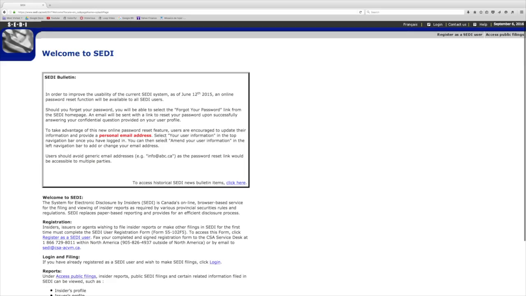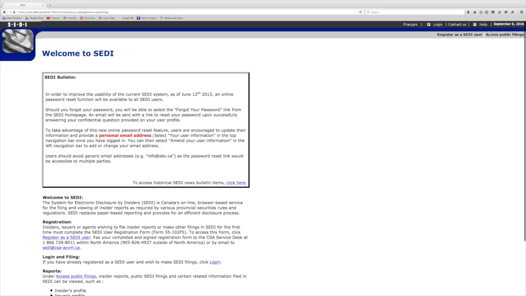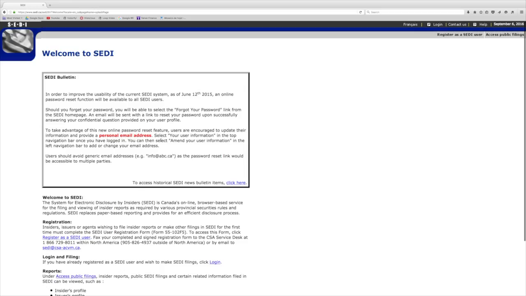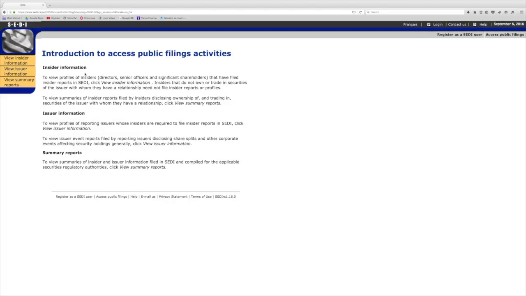When I first saw this, I was like, oh my gosh, so many words, right? And then it just looked complicated, because they're talking here about emails and passwords and registration. I'm like, what? You've got to register just to check information that's supposed to be public? Well, no, they just have a really bad interface. Go over here, top right hand corner, not as registered. You can just go to access public filings. Okay, it's kind of hidden. I don't know why. Insider information, issuer information, and summary reports.